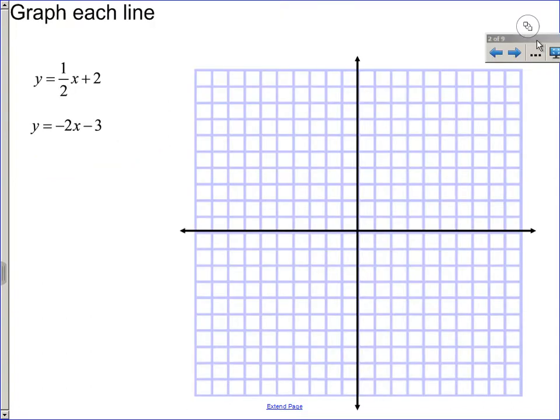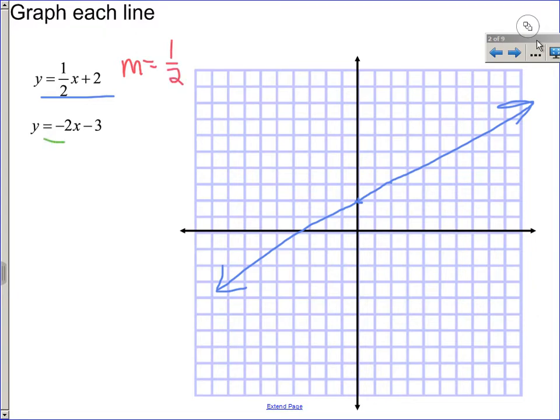So now what we're going to do is graph each line. The first line we're going to do is right here. We're going to start at positive 2. And we're going to rise up 1, run 2, rise up 1, run 2. So here's this line right here. And what I want to really focus in on is the slope. The slope is 1/2. We have a positive line.